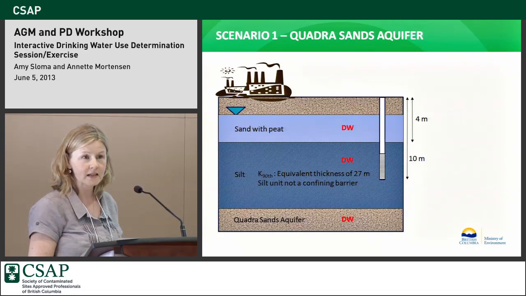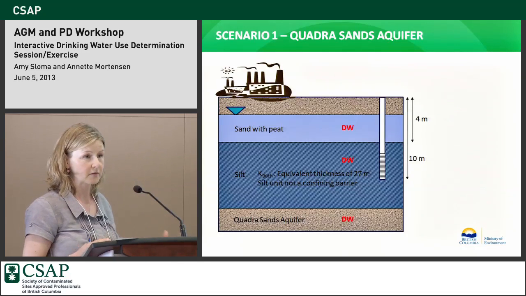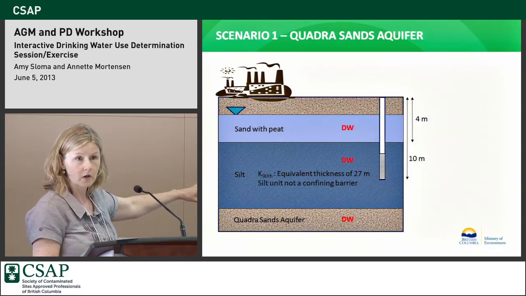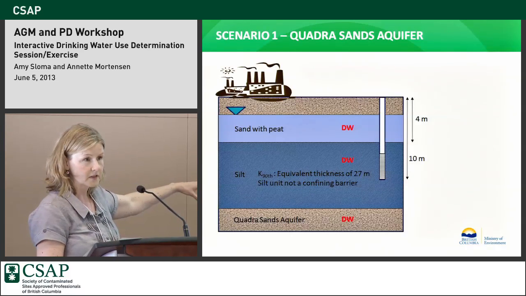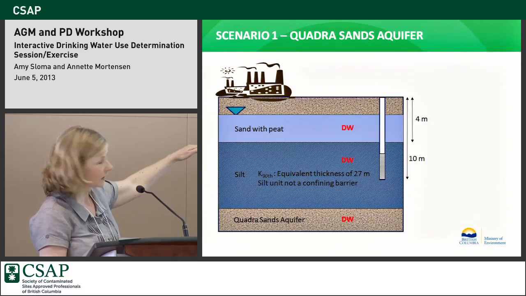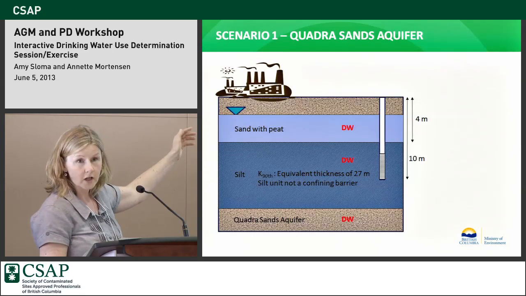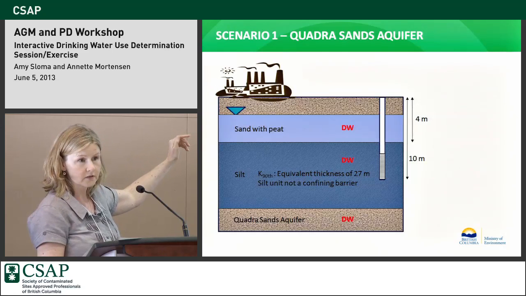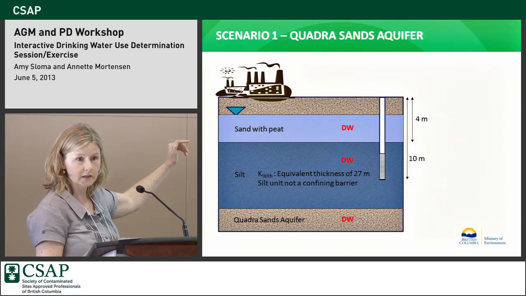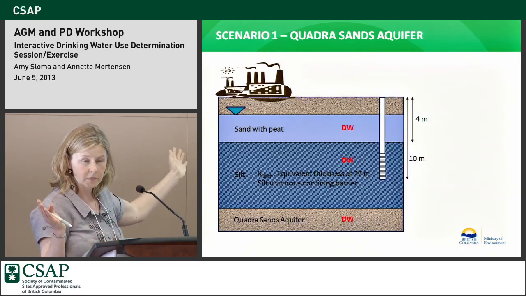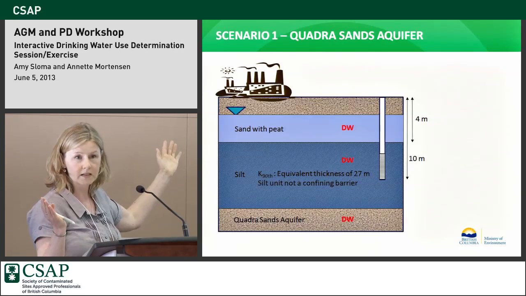I will start by saying that what we've seen in many of these applications as an error is that you have not included data on this quarter sands aquifer. The investigation has stopped at 10 meters below ground. You have shown the hydraulic conductivity of that silt unit is lower than 10 to the minus 6. You're not in an aquifer. Drinking water use does not apply, and then the site would have been exempted, but that's not the case.